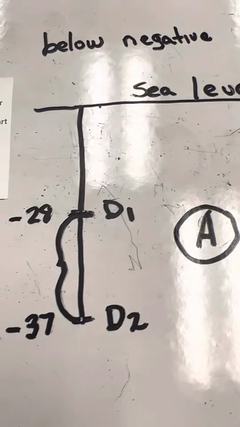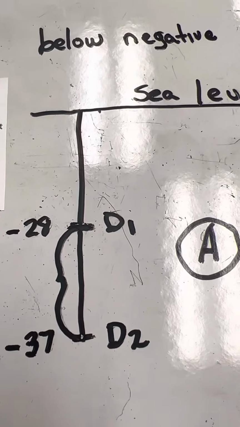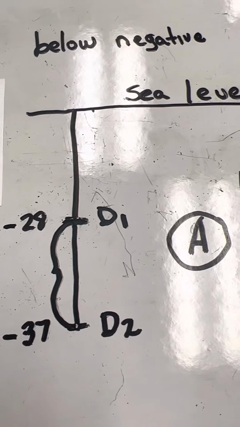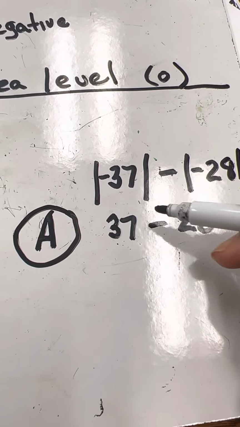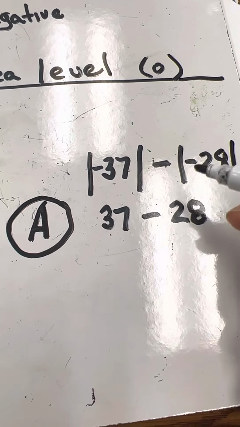In this problem, we need to understand the concept of below sea level, which represents a negative number. Sea level represents 0, and absolute value is the distance a number is from 0 on the number line.